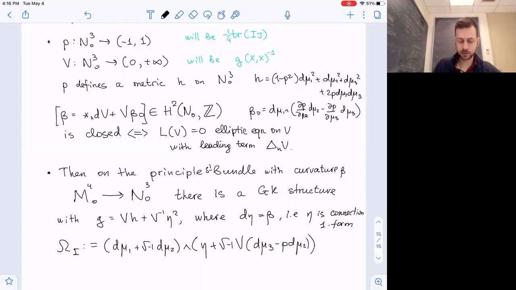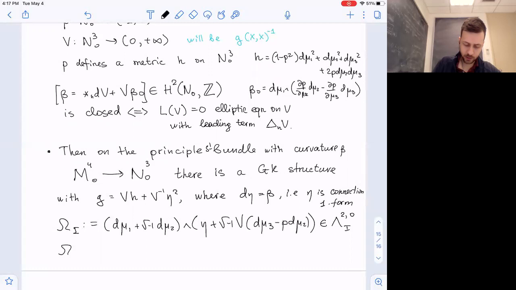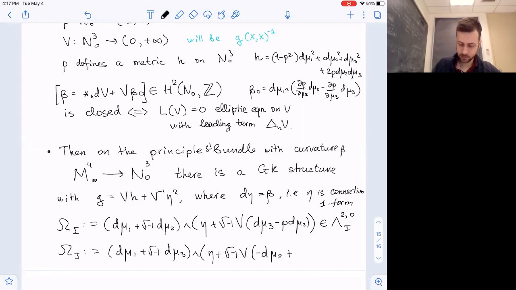So this defines the complex structure I by the condition that this will be an element in lambda 2,0 with respect to I. So this uniquely prescribes I. And omega J is obtained in a symmetric way by swapping 2 and 3 and changing some signs. So this belongs to lambda 2,0 with respect to J.